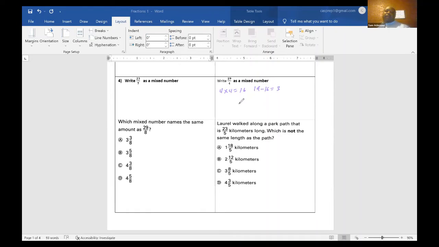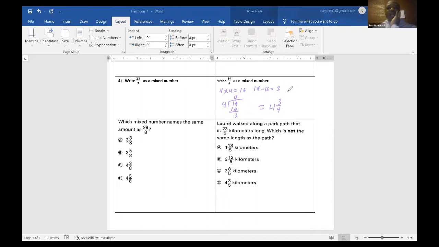Okay, great. So basically, to change it to a mixed number, you use the multiplication concept, but we usually think of this as division, right? So we would take 4 into 19, and then we would get 4, and then we have a remainder of 3, and so we end up with 4 and 3/4.